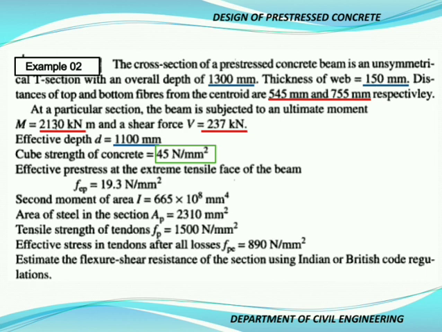Note down the dimensions of the section. Further, note down the centroidal distance from top and bottom fiber. Moment value M is given at a section, and at the same section the shear force value is also mentioned. Effective depth is given, so particularly note down that d value is given, or instead of giving d value they can give you the cover. From the overall depth you have to subtract the cover to get the effective depth. Cube strength, that is the grade of concrete, is mentioned, and various other values which are required are given.